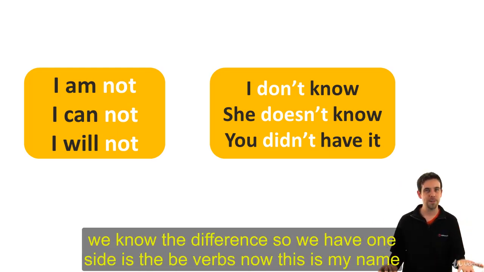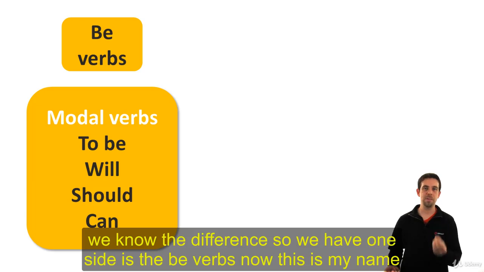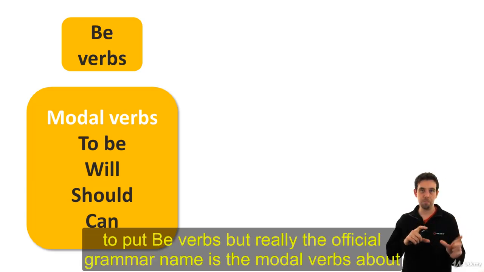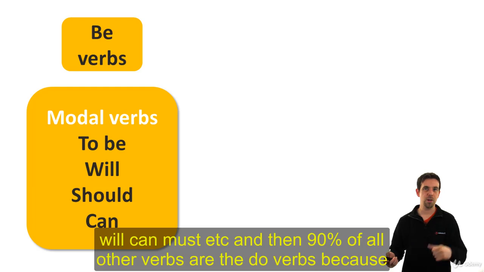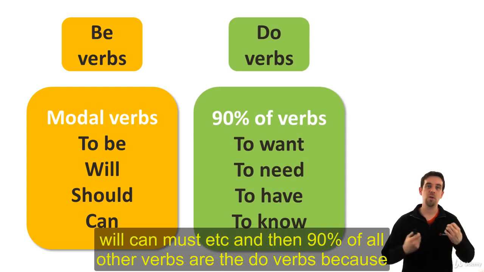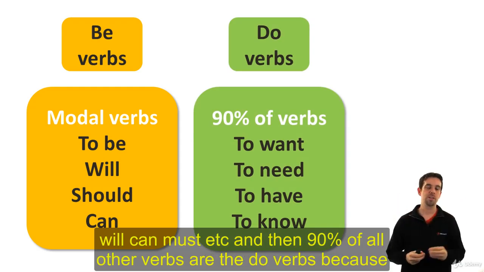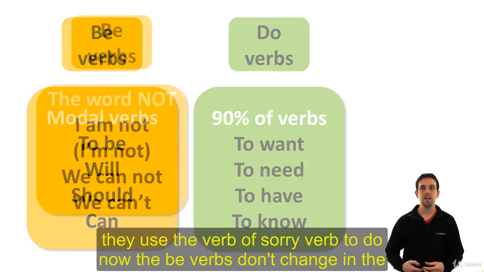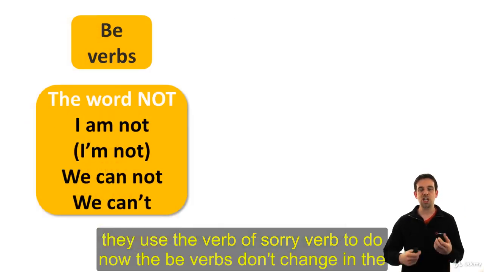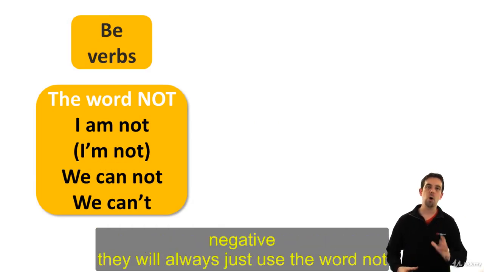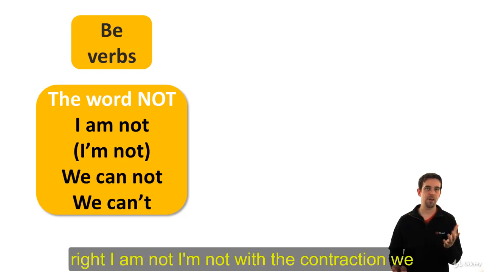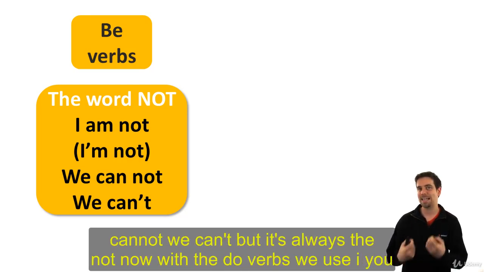So how do we know the difference? So we have one side is the be verbs. Now, this is my name to put be verbs, but really the official grammar name is the modal verbs about will, can, must, etc. And then 90% of all of the verbs are the do verbs because they use the auxiliary verb to do. Now, the be verbs don't change in the negative. They will always just use the word not, right? I am not, I'm not with the contraction. We cannot, we can't. But it's always the word not.